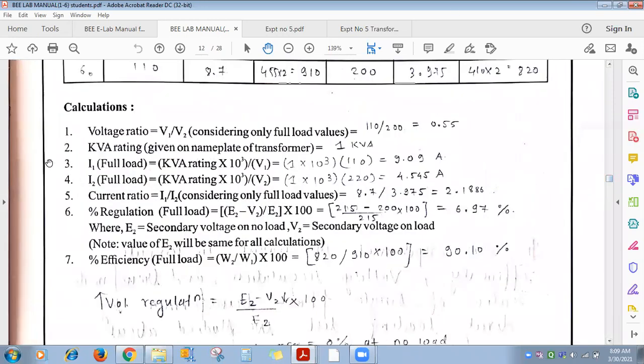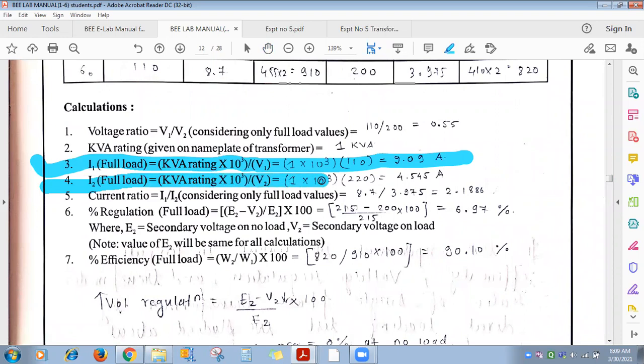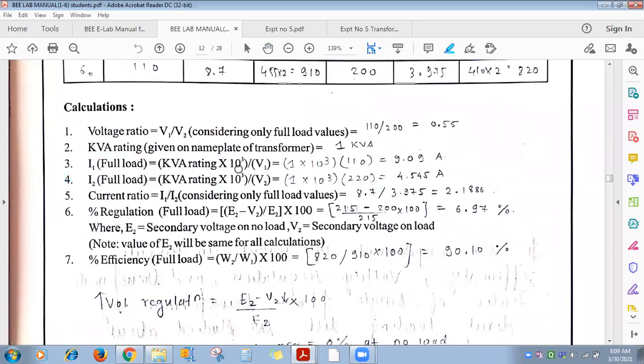See here, this is the formula, third one, calculation. In the calculations you have to do this. What is the formula for I1 full load? It's the kVA rating into 10 to the power 3 divided by V1. And what is the formula for I2 full load? kVA rating into 10 to the power 3 divided by V2. Now the kVA rating is 1, it's a K, that's why into 10 to the power 3, and V1 is 110 volt and V2 is 220 volt.